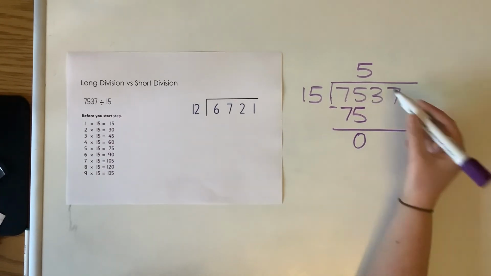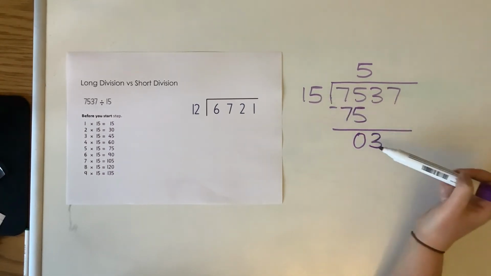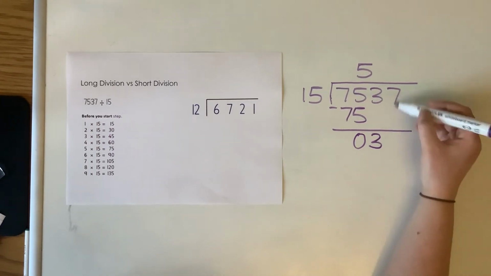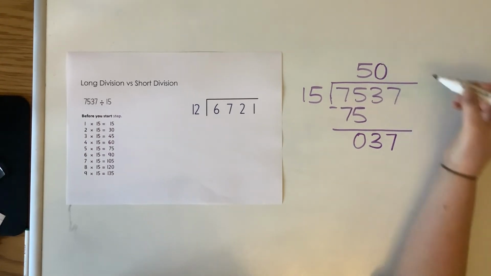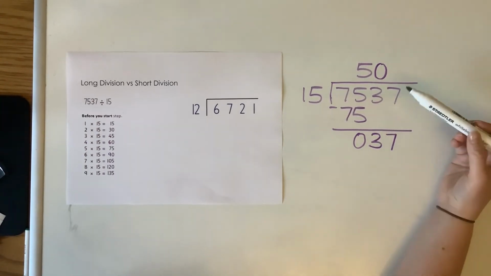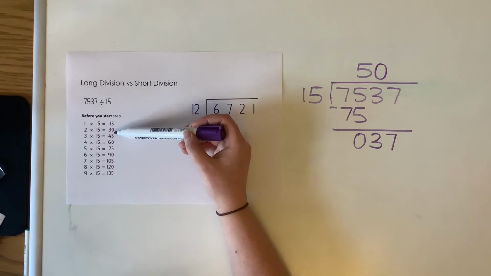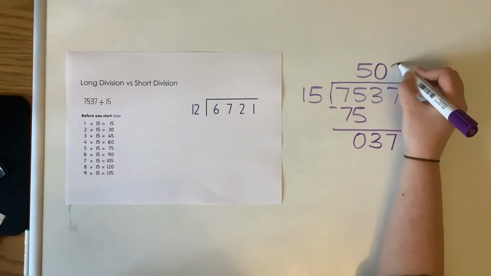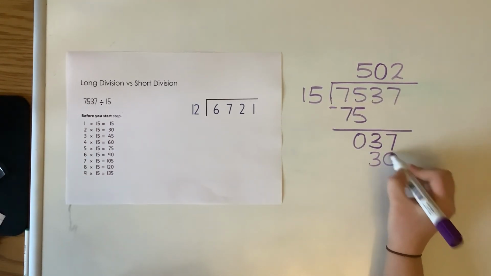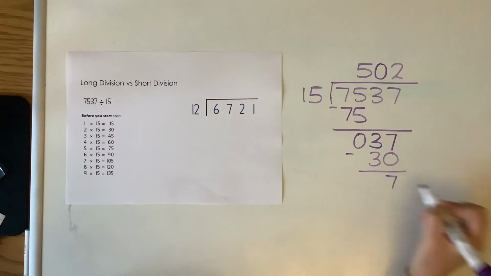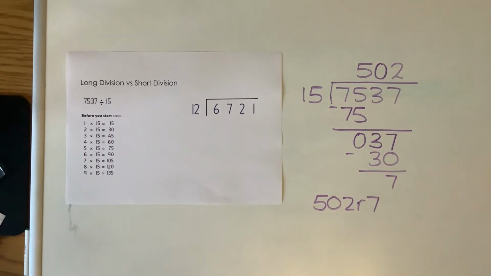Next, I bring down my 3. Can I do how many 15s in 3? No, so I'm also going to have to bring down my 7. Meaning that I've got a 0 here, because I couldn't divide that. Then, how many lots of 15 go into 37? Having a look here, 45 is too far, so I need to go back. So 2 lots can fit in. 2 times 15 is 30. Subtract that, giving me 7. So the answer would be 502 remainder 7.